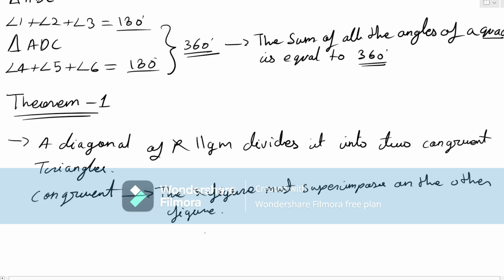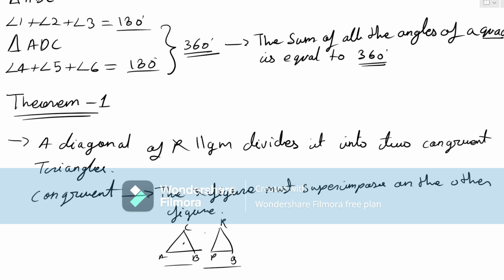Okay. Now suppose we have two triangles over here, let's name them A, B, C, P, Q, R. Although they don't look congruent when you look at the diagram, I am just explaining it for example. Now if we keep this triangle ABC onto triangle PQR, they are going to superimpose.